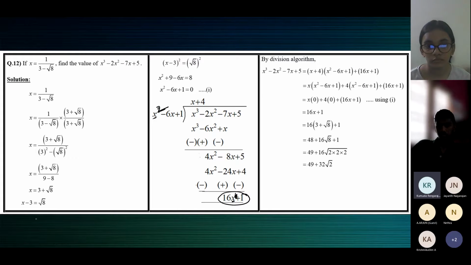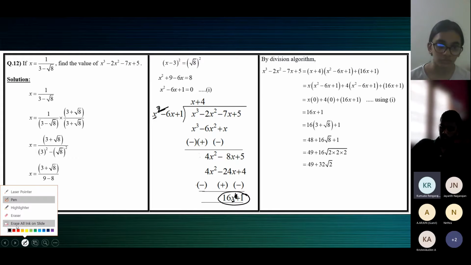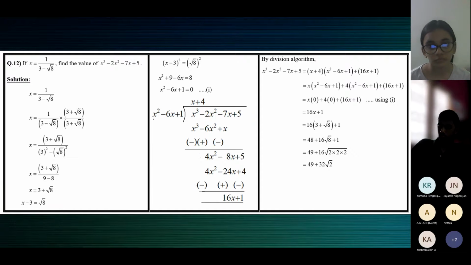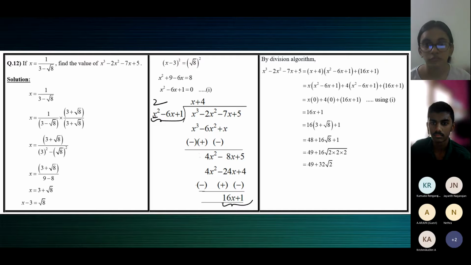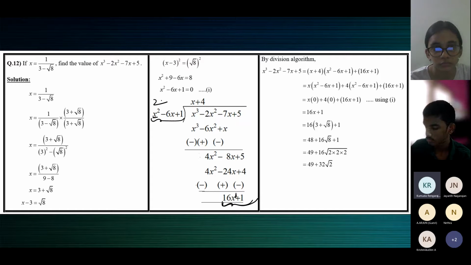So the power of x in the remainder has gone less than the power of x in the divisor. This is the divisor. This is the remainder. The highest power of x is 2 here. Here, the highest power of x is 1. The power of x in the remainder is less than the highest power of x in the divisor. That means you should stop the division. When it is equal, you should continue.